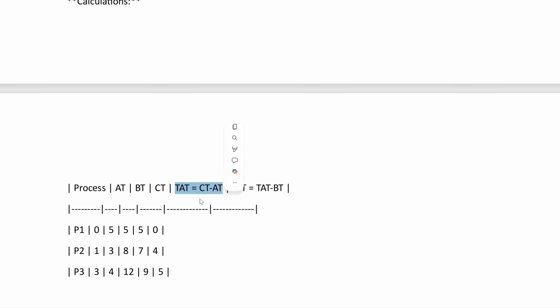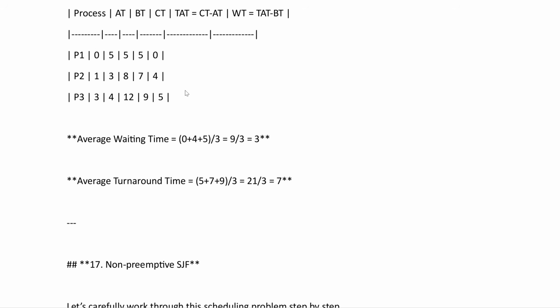Right. The turnaround time formula we already know: completion time minus arrival time. Both completion time and arrival time are known to us, so we can compute the turnaround time. Then waiting time is turnaround time minus burst time. Once we compute the turnaround time and waiting time for each process, we can compute the average by taking their sum and dividing by the total number of processes. Right, so this is the answer to the given problem.